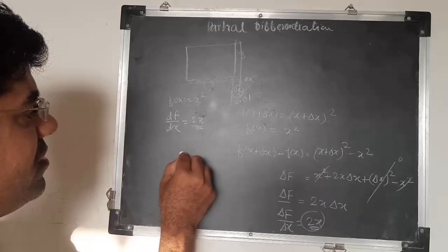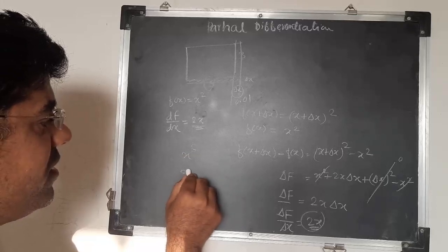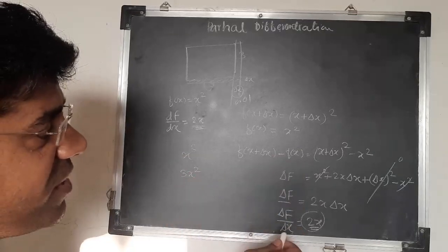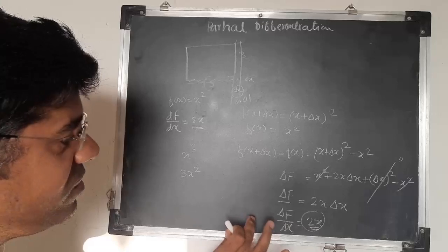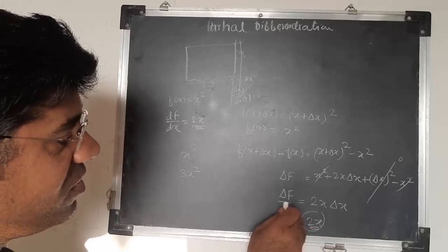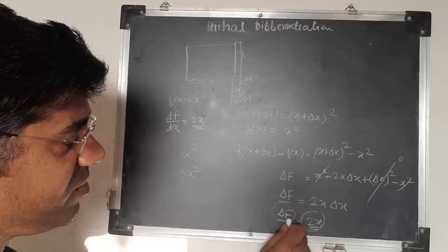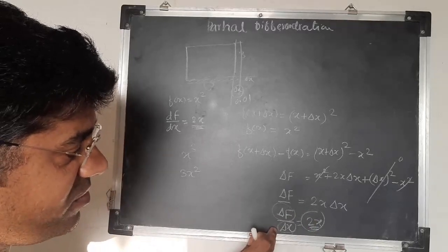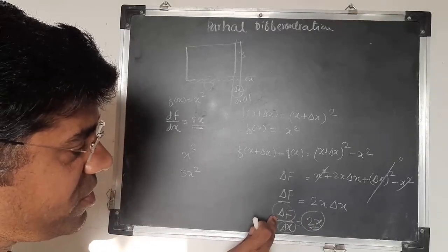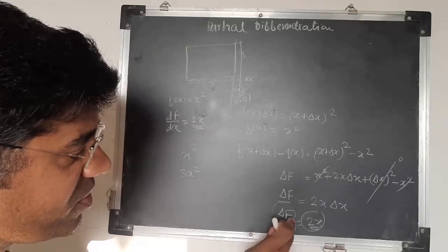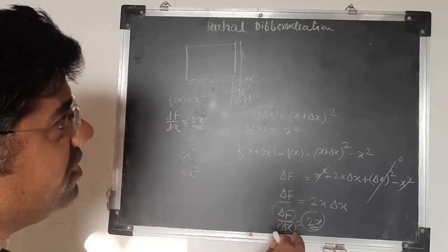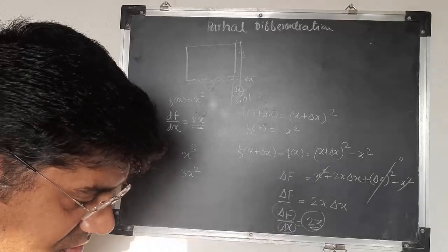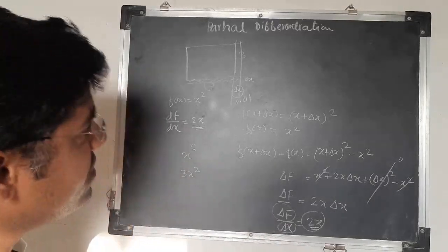Just like this is x cube, so you will write 3x square. If you do the same calculation, you will get the same answer. This is also change in function divided by change in that variable, but that is infinitesimal, or the super small change in function divided by super small change in your independent variable. Okay, so don't confuse this one.